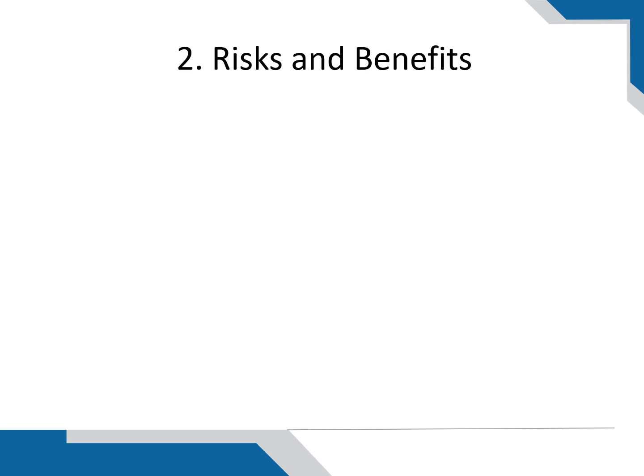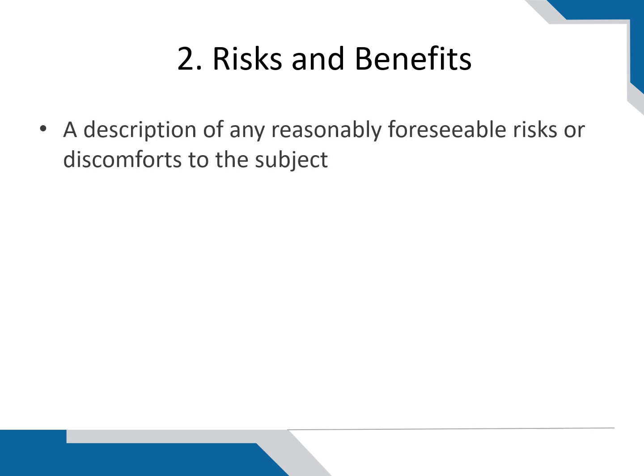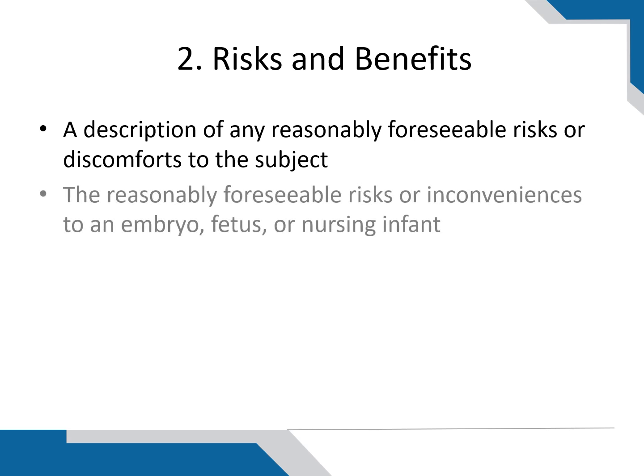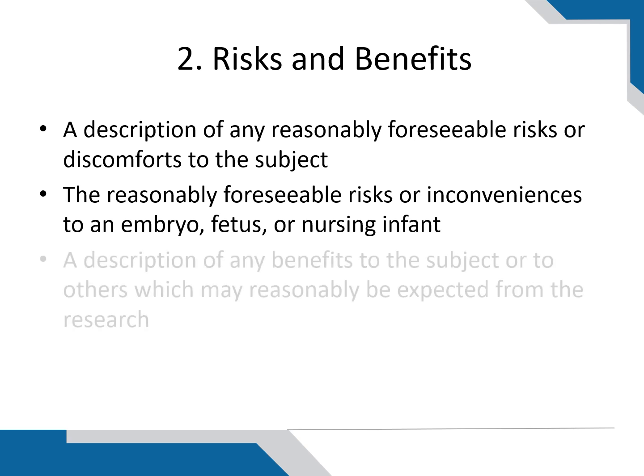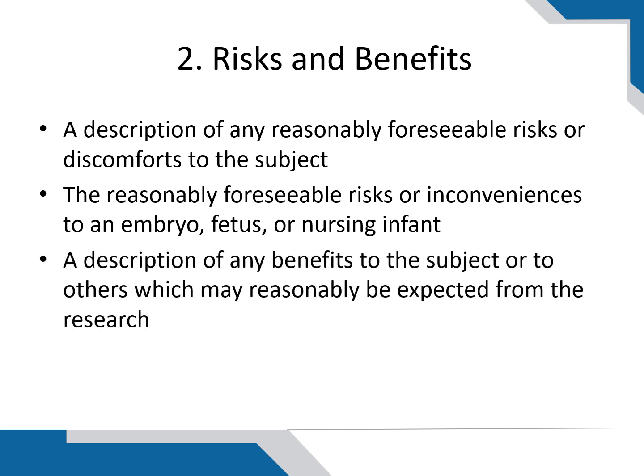The second element is the risks and the benefits. So there needs to be a description of any reasonably foreseeable risks or discomforts to the subjects in the study. The reasonably foreseeable risks or inconveniences to an embryo, fetus, or a nursing infant. A description of any benefits to the subjects or to others which may be reasonably expected from the research.